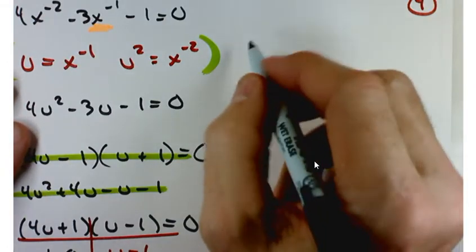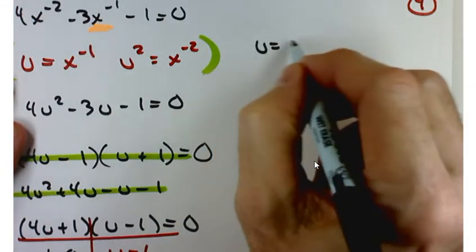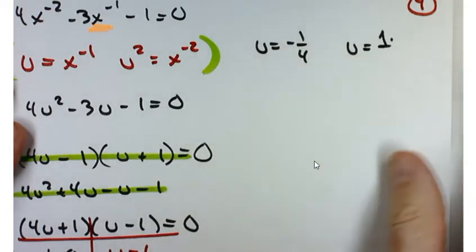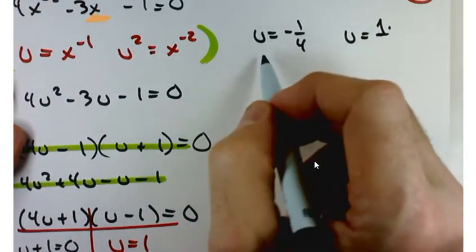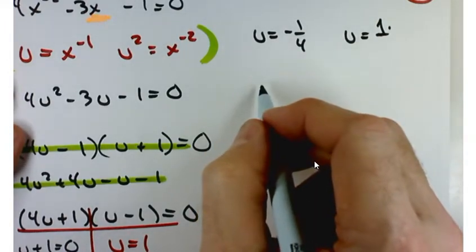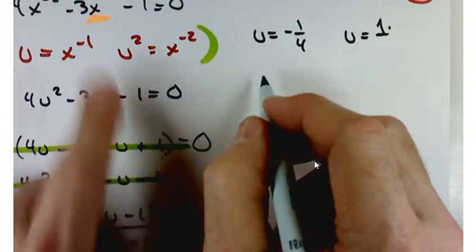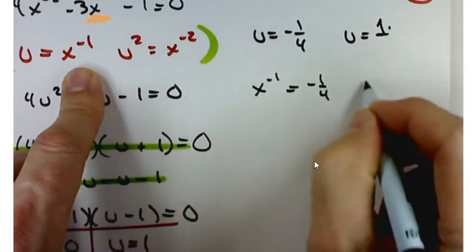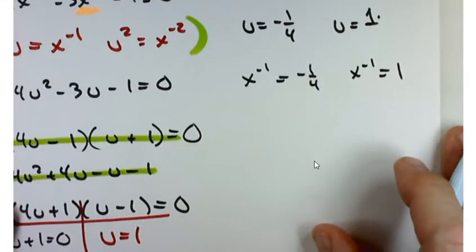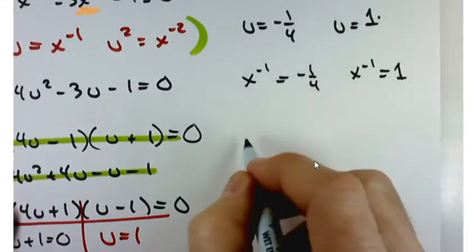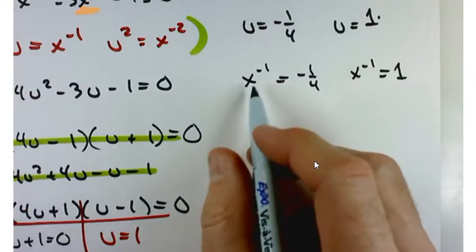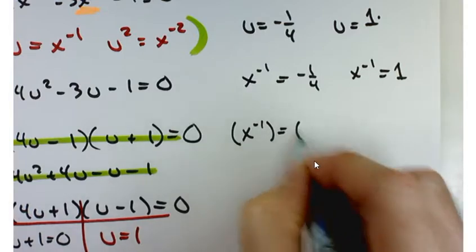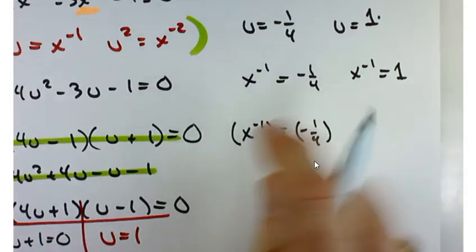So let me take these up here. I have u equals -1/4, and u equals just 1. How do I solve? What do I do from here? All right, so let's first put in u as x to the negative first. And then what? Well, I think Patrick gave us a suggestion. Raise these both to the reciprocal power. But here's the tricky question. What's the reciprocal of -1?